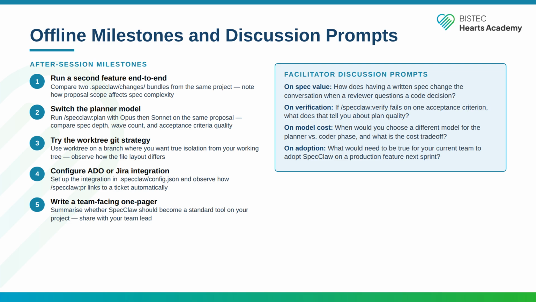The third is to try the worktree Git strategy on a branch where you want true isolation from your working tree. Observe how the file layout differs from the branch strategy. The fourth is to configure Azure DevOps or Jira integration and observe how /SpecClaw pr links to a ticket automatically. The fifth is to write a one-page summary for your team lead on whether SpecClaw should become a standard tool on your project and what would need to be true for that to happen next sprint.